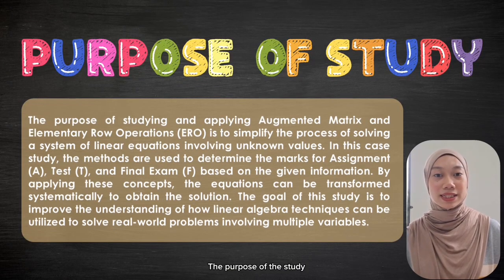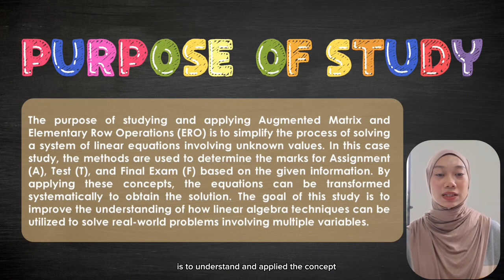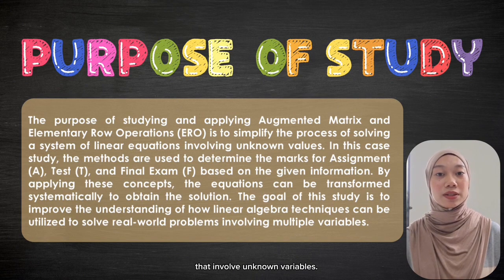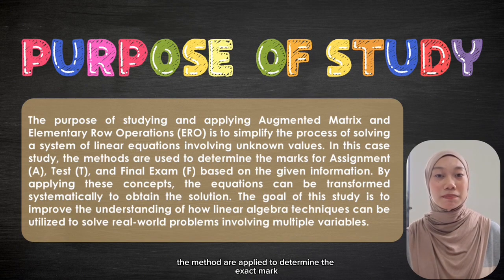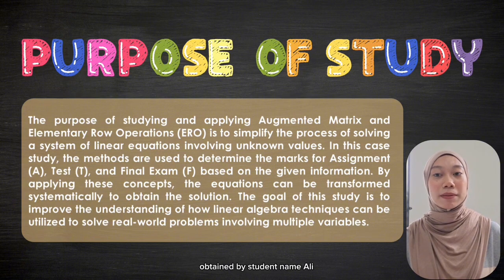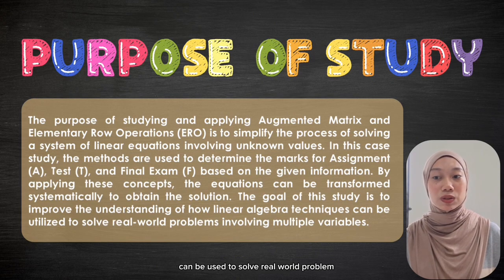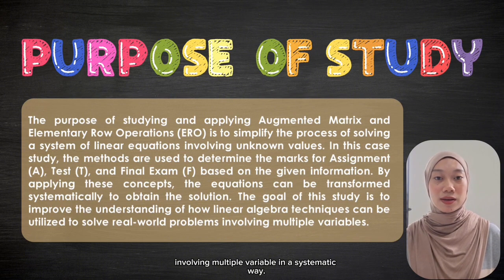The purpose of this study is to understand and apply the concept of augmented matrix and elementary row operations, which is ERO, in solving a system of linear equations. These concepts are used to simplify and solve equations that involve unknown variables. In this case, the methods are applied to determine the exact mark obtained by a student named Ali for his assignment, test, and final exam. Through this study, we can understand how linear algebra techniques can be used to solve real-world problems involving multiple variables in a systematic way.